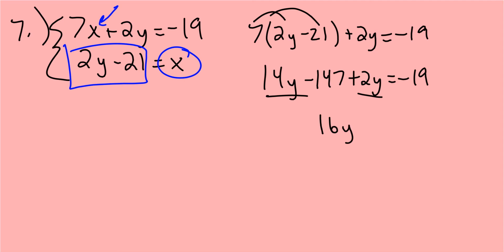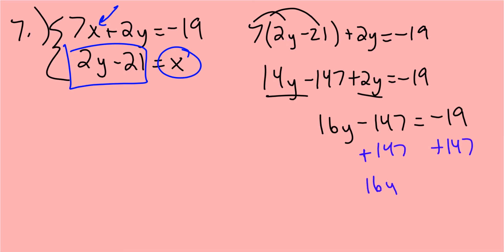14y and 2y is 16y minus 147 equals negative 19. Now, I'm going to combine like terms. I'm going to solve. So I'm going to add 147 to both sides. I end up with 16y equals 128. So remember, now you have to get rid of the 16 in front of the y, so you do that by division. I end up with y equals 8.